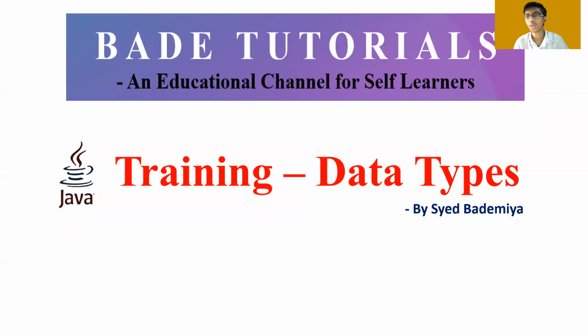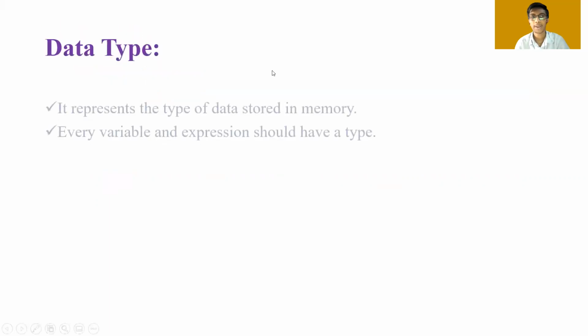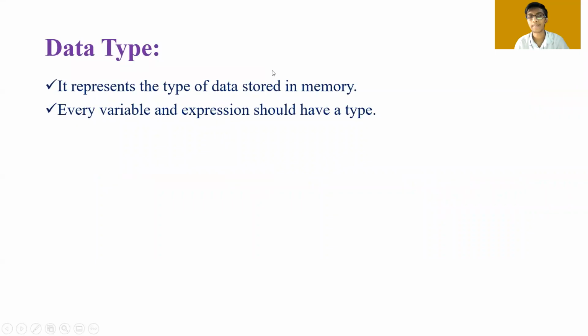Today we are going to see what the data types in Java are, what is meant by a data type, and what the various primitive data types available in Java are. Now see the definition of the data type.